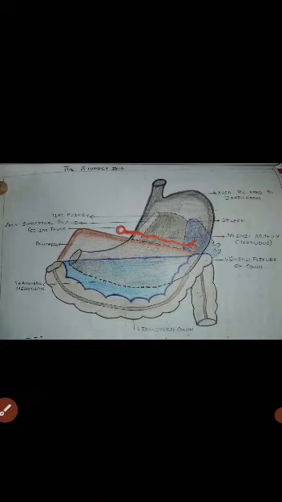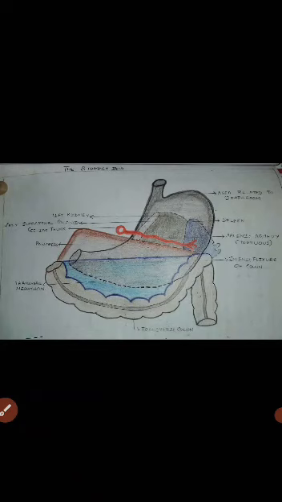And there are 2 curvatures of the stomach, lesser curvature and greater curvature. Lesser curvature is concave, greater curvature is convex. Lesser curvature forms the right border of the stomach. Greater curvature forms the left border of the stomach. Lesser curvature provides attachment to the lesser omentum, and greater curvature provides attachment to the greater omentum. The most dependent part of the lesser curvature is the angular notch or the incisura angularis. The greater curvature provides attachment to the greater omentum, gastrosplenic ligament and gastrophrenic ligament.